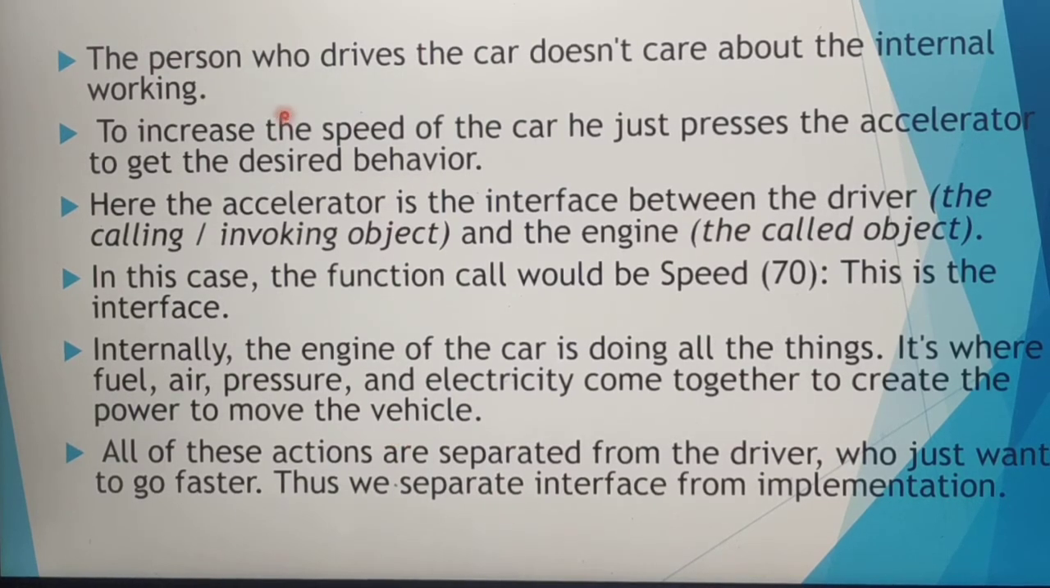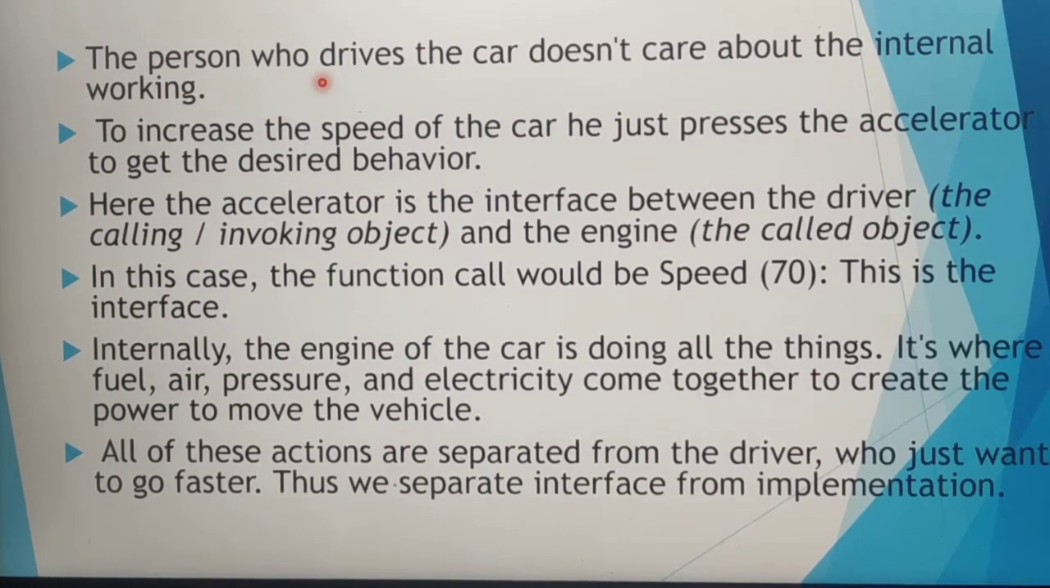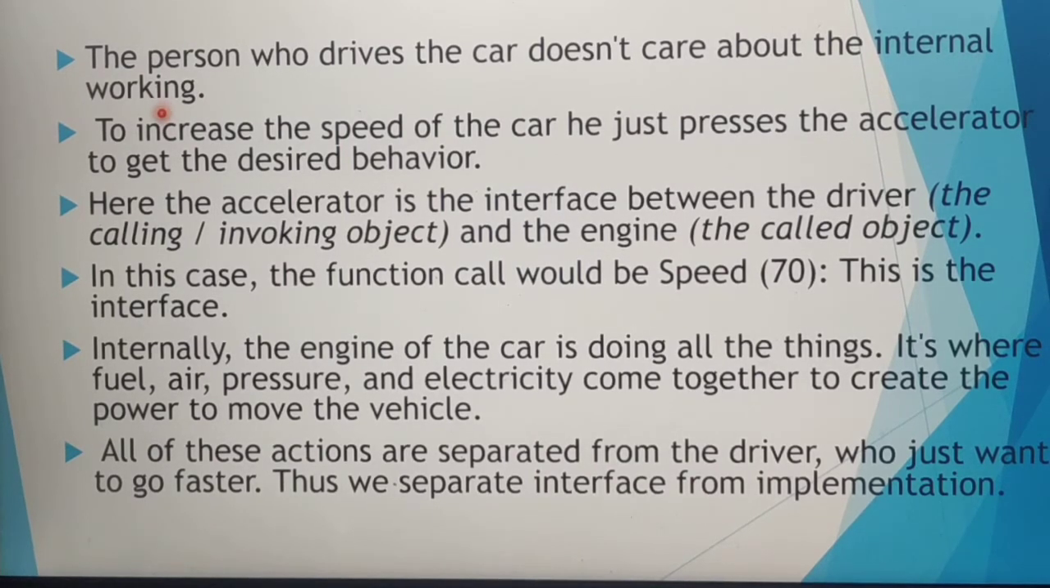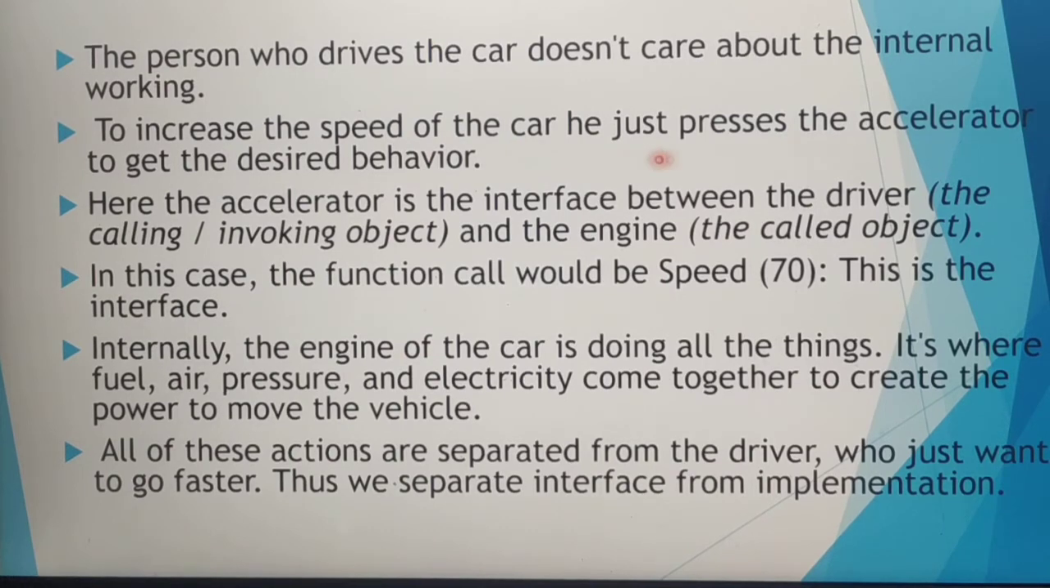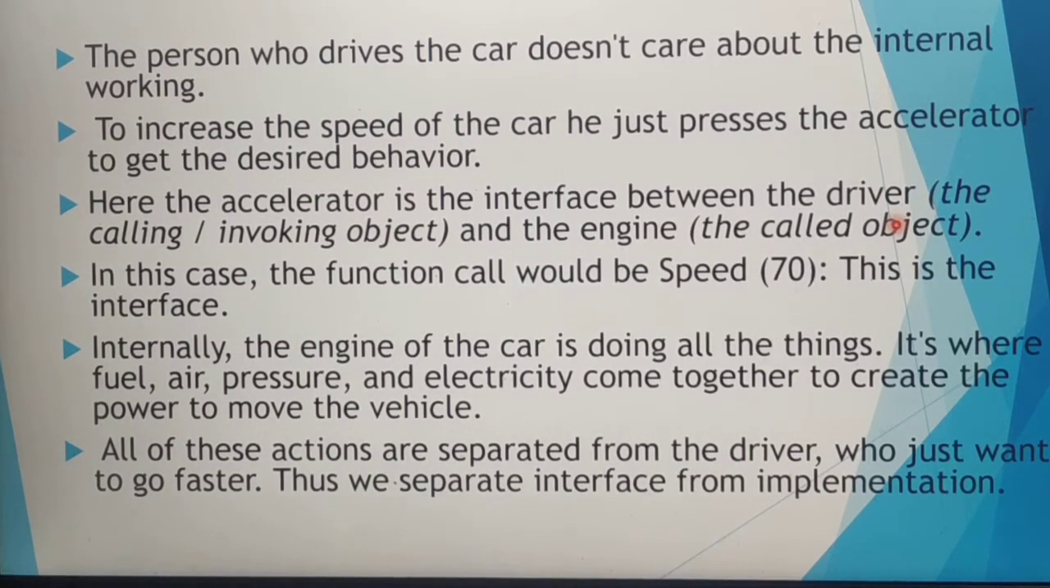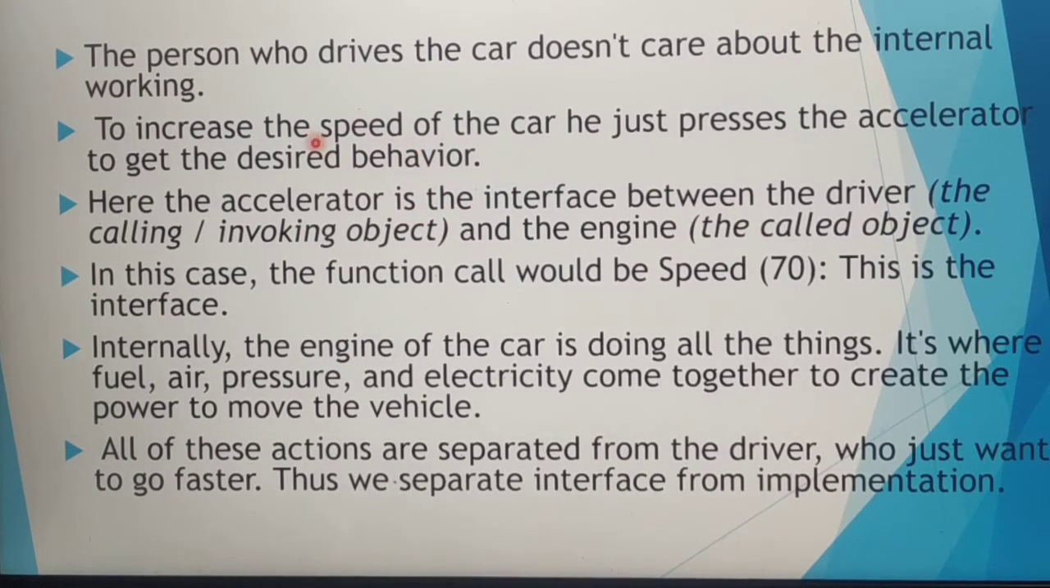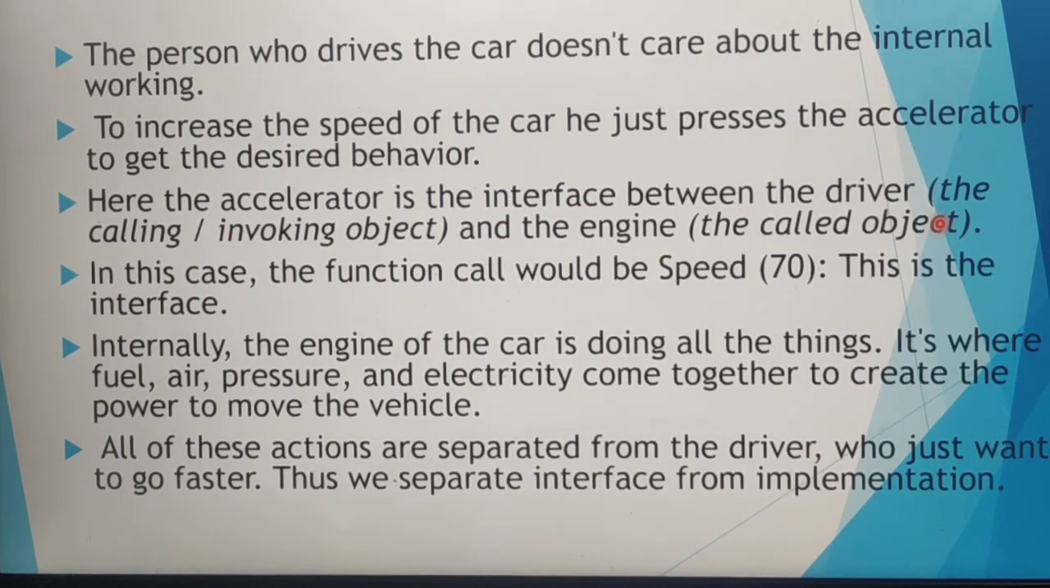This example explains that the person who drives the car doesn't care about the internal working of the engine. To increase the speed of the car, he just presses the accelerator, which is the interface between the driver and the engine, to get the desired behavior. His desired behavior is to increase the speed of the car. Here the accelerator is the interface for the driver.